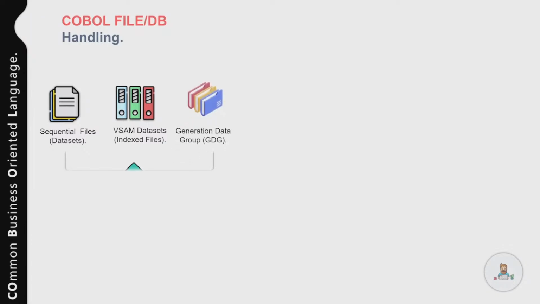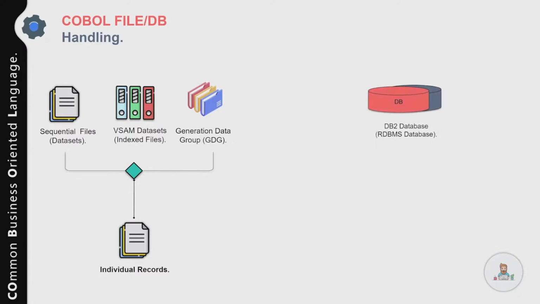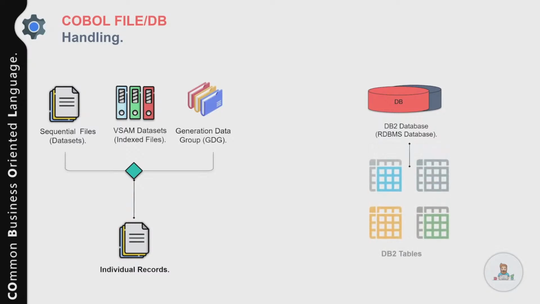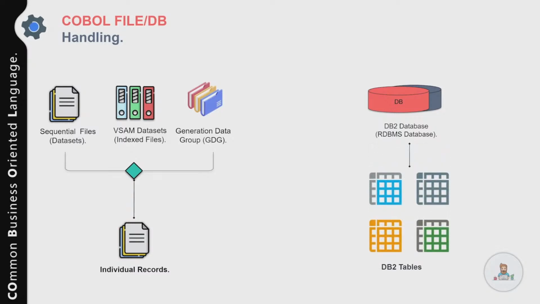Now let me give an overview of a file and a database. First of all, a file is made up of individual records. A record is a collection of individual fields or data items, and the format of records in the file is defined in your COBOL program. On the other hand, a relational database management system, or RDBMS, is a common type of database that stores data in tables, so it can be used in relation to other stored data sets.